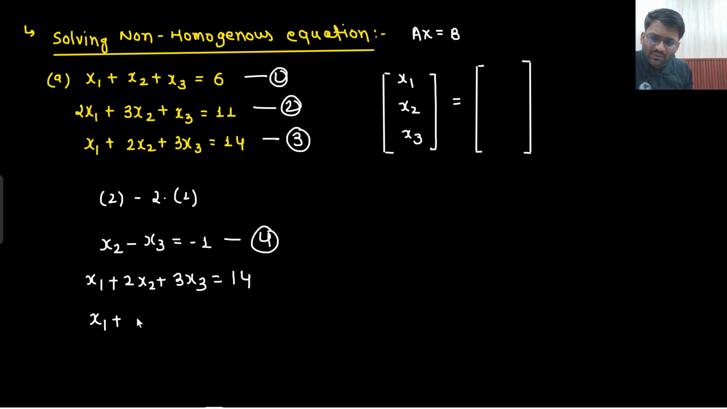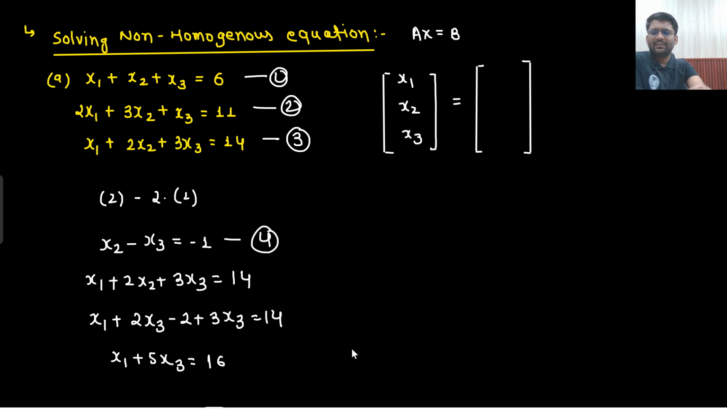So x3 minus 1. So 2(x3 minus 1) plus 3x3 equals 14. So from here we are getting x1 plus 5x3 equals 16. Then what we can do is replace the value. From here we were getting the relation that x2 is x3 minus 1. So this equation we have got, and this equation we have got.